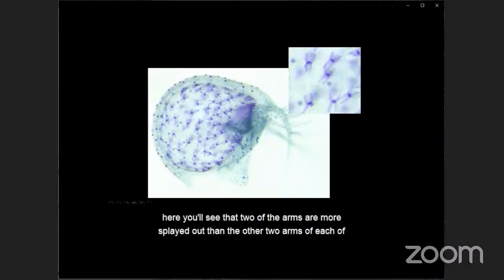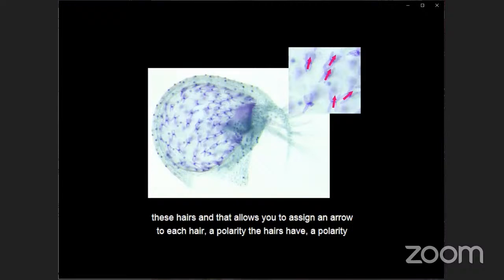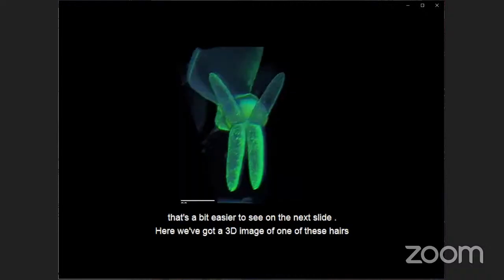And if you zoom in on those hairs as shown here, you'll see that two of the arms are more splayed out than the other two arms of each of these hairs. And that allows you to assign an arrow to each hair, a polarity. The hairs have a polarity. That's a bit easier to see on the next slide.